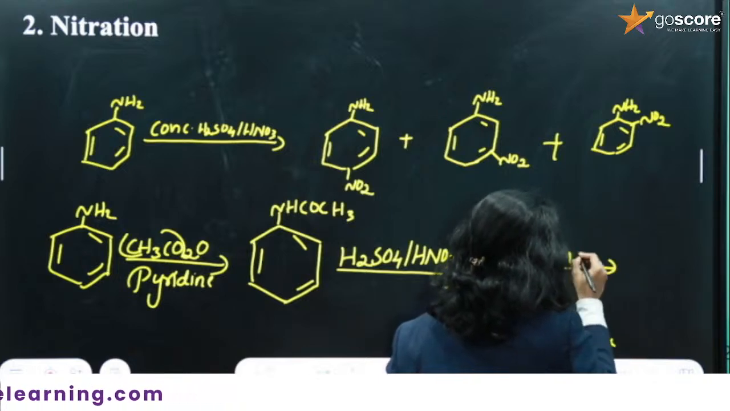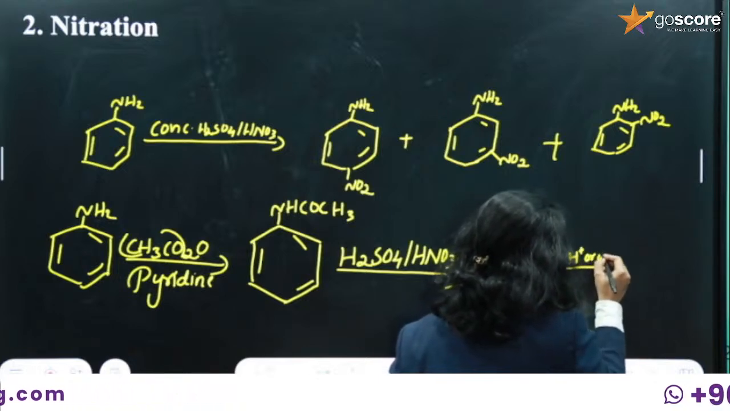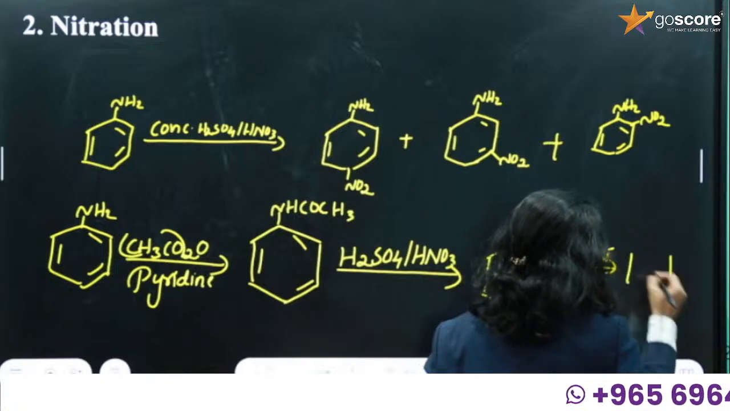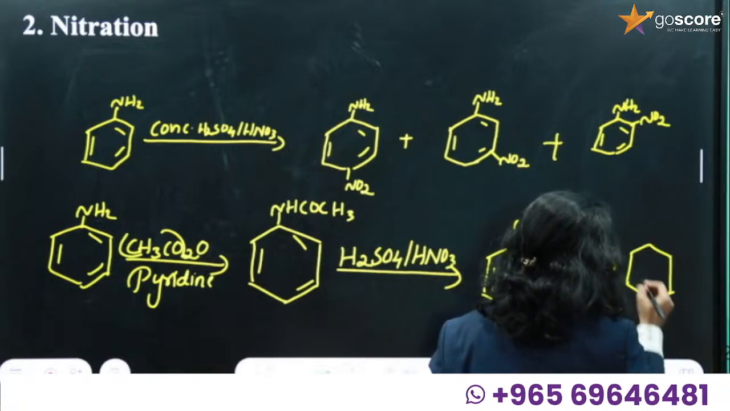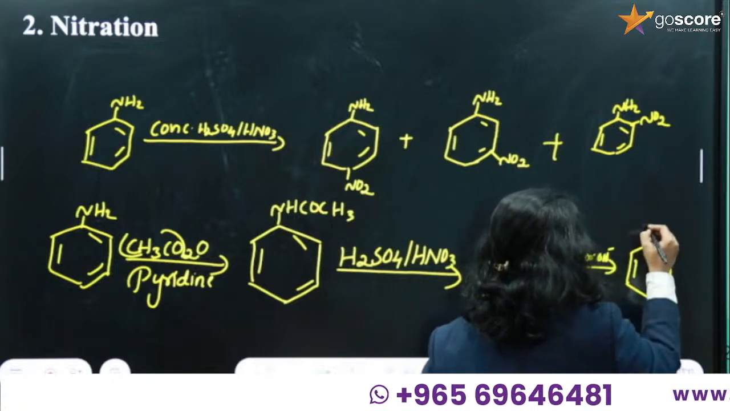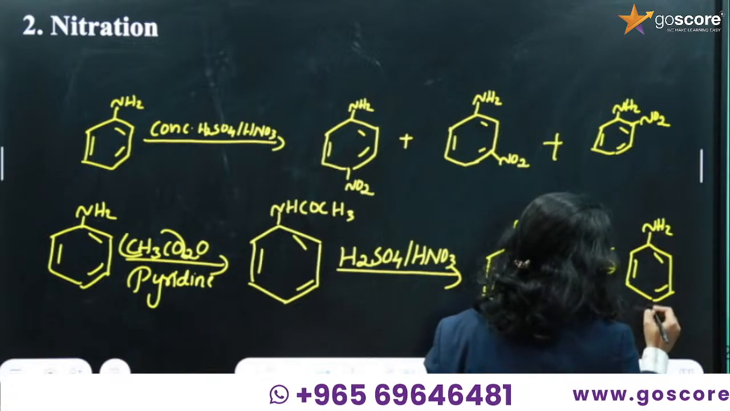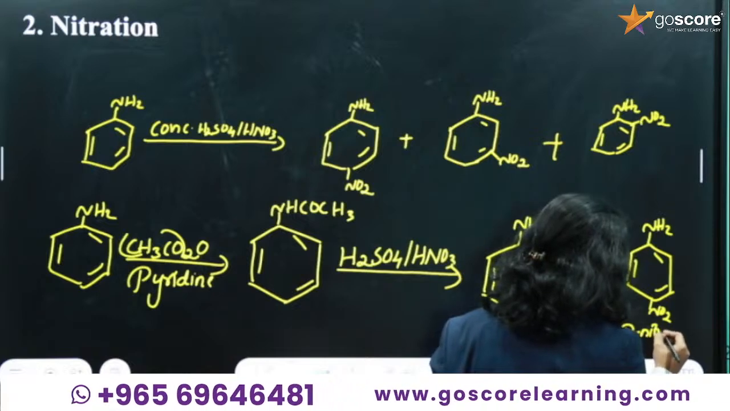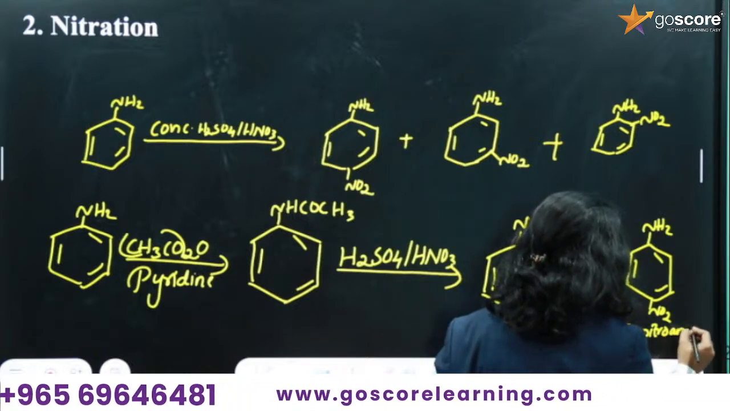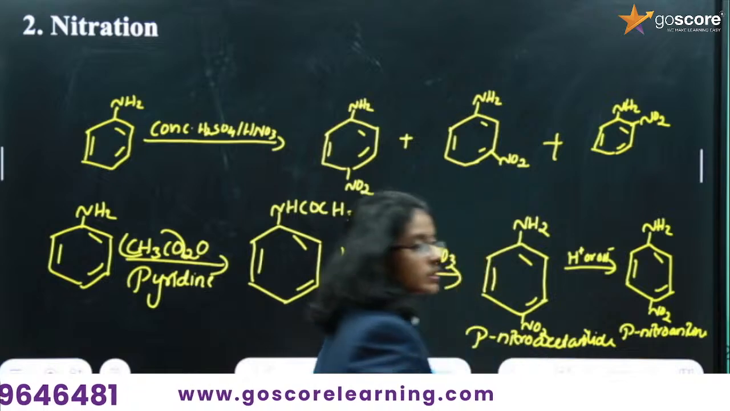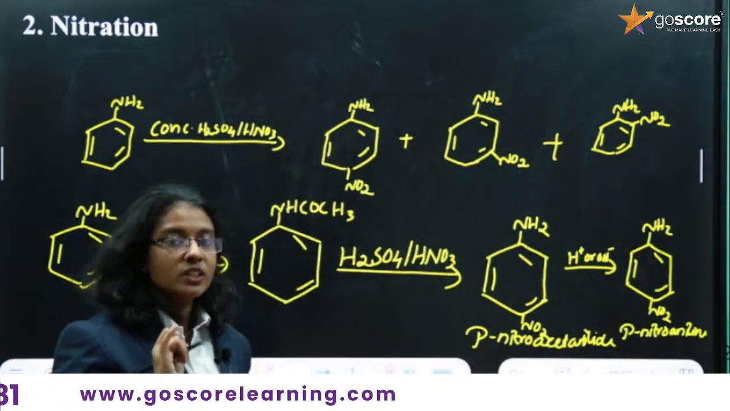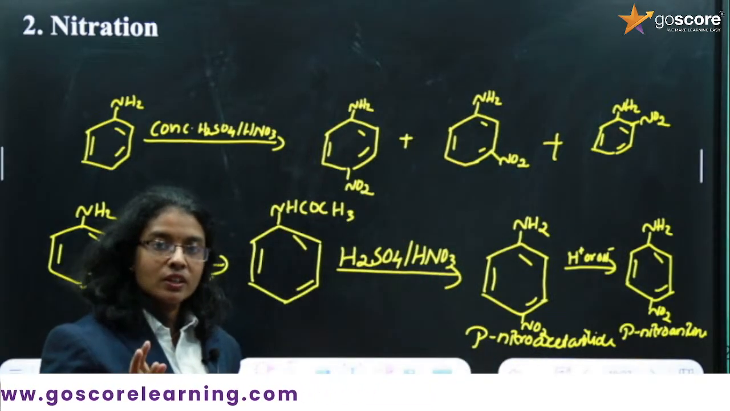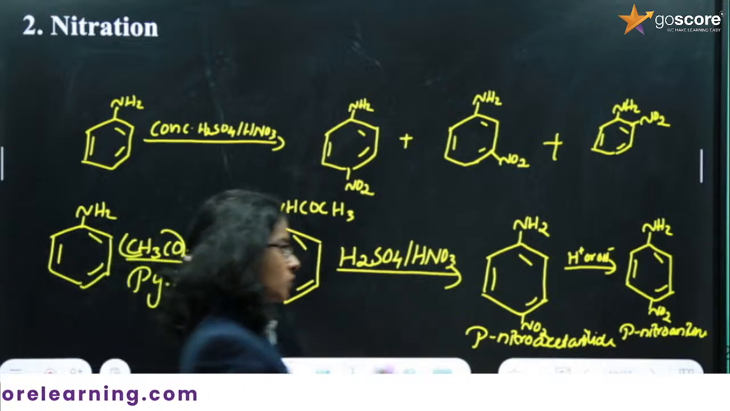This on hydrolysis, you will get para-nitro aniline will be obtained. Is it clear? So first one is bromination and the second one is nitration.